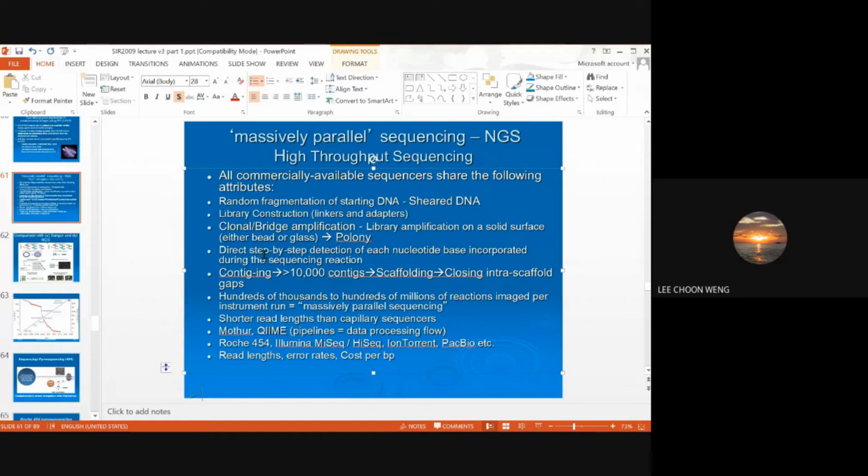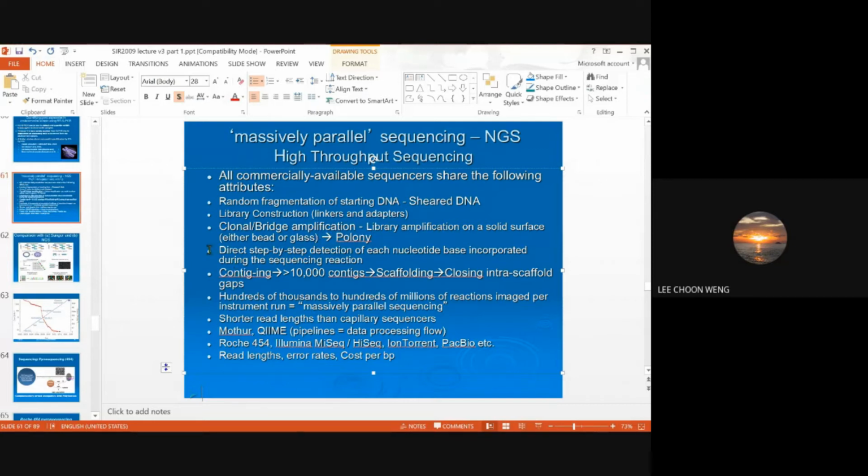Okay, so once you've done this process, you have polonies. They term it as a polony. So one polony will be a group of DNA strands that are the same.